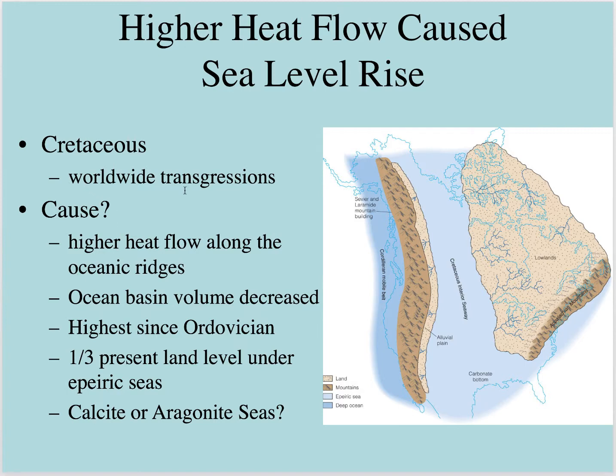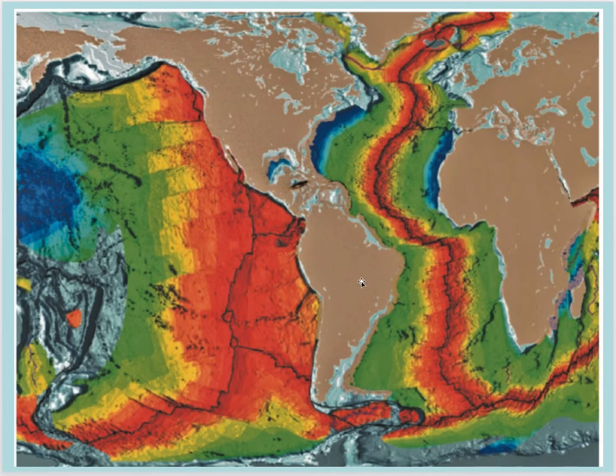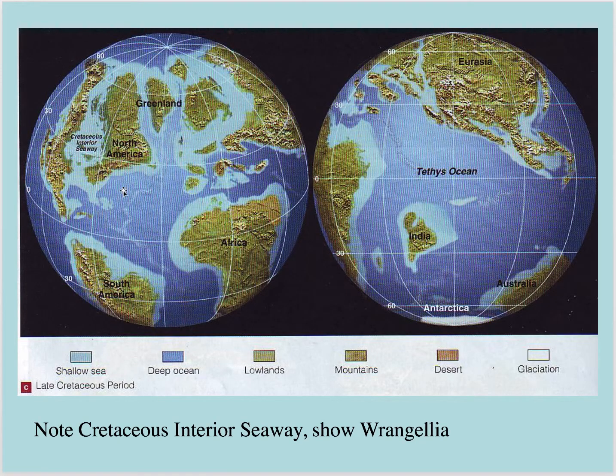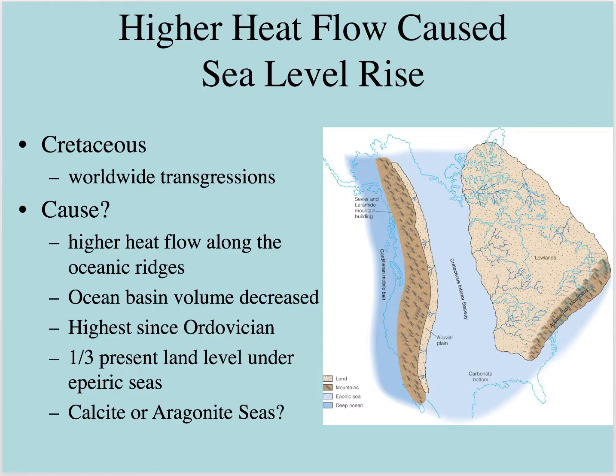So there are worldwide transgressions due to the breakup of Pangaea. And so we have high heat flow along mid-oceanic ridges. That just means that along these mid-oceanic ridges, they're going to be huge. They're pushing up from so much heat, and so they make the volume of the ocean smaller. They decrease the volume, which means they're going to push oceans up onto continents, right? Because the water has to go someplace. So if you're pushing from underneath, this water is displaced, in this case, onto continents, and we get these Cretaceous interior seaways. So it's the highest since the Ordovician. About 1/3 of the present land during this time was covered under these epicontinental or epiric seas.